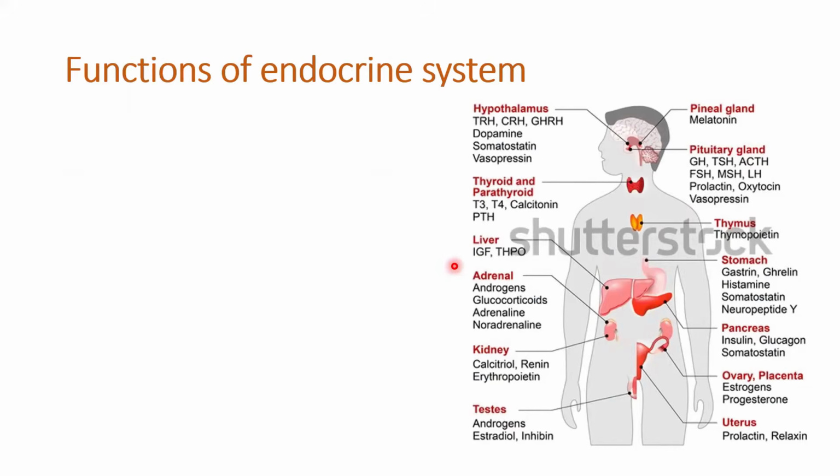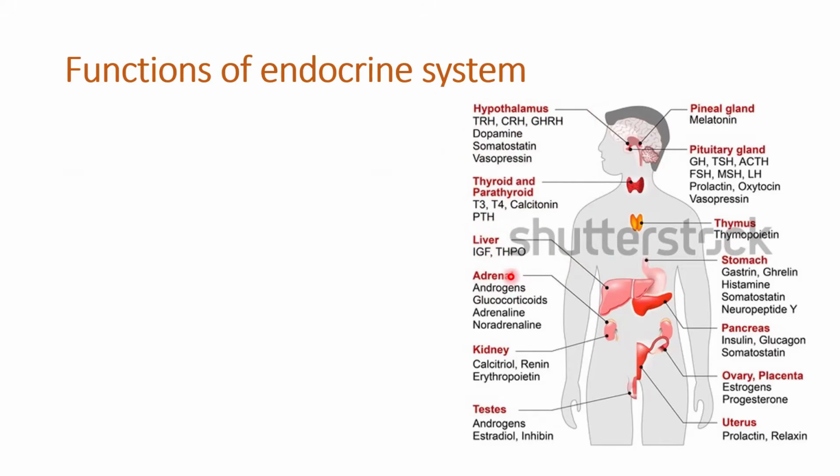Now you can see some of the hormones that we're talking about. I won't go deep into this because I'll be covering specific regions later. For example, the hypothalamus will produce various releasing hormones. As you can see here, there's thyrotropin releasing hormone, corticotropin releasing hormone, dopamine, and the rest. Thyroid: T3, T4, calcitonin. Parathyroid produces PTH. The liver, insulin-like growth factor.